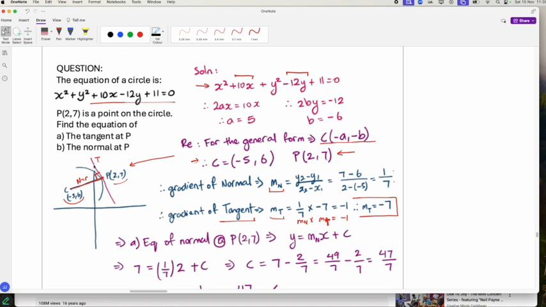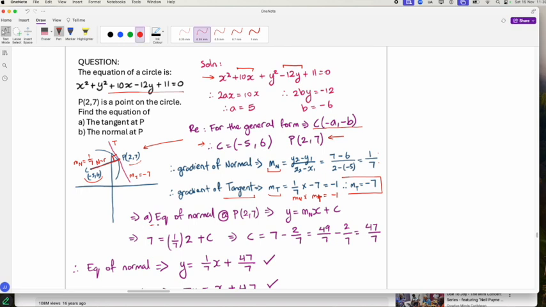My sketch was expecting the tangent's gradient to be negative, and it was expecting the normal's gradient to be positive. Therefore, the equation of the normal at the point (2, 7): remember, it is y = mx + c. I have m, I just don't have c. In order to find c, I'll just use the point (2, 7).